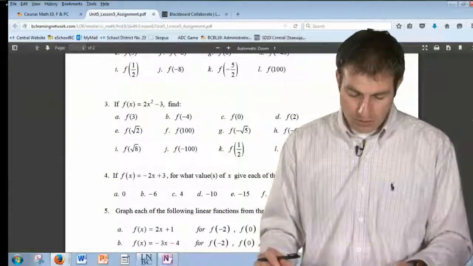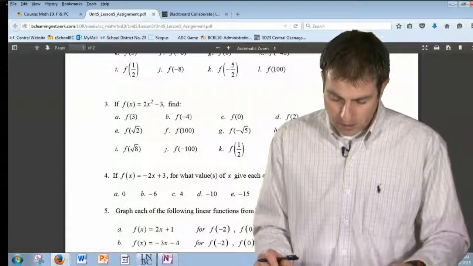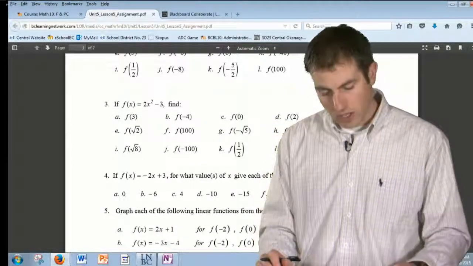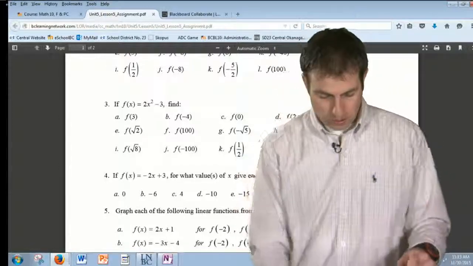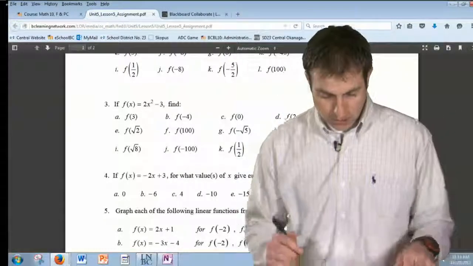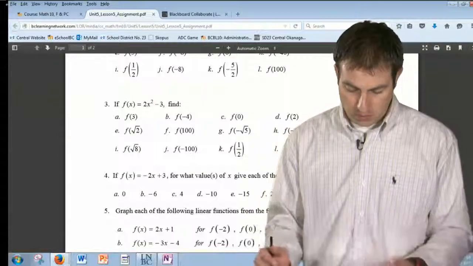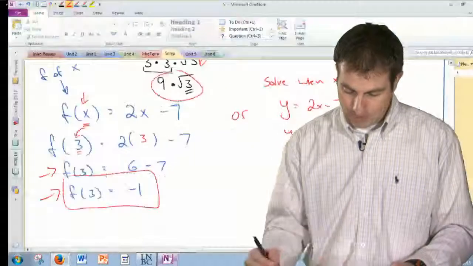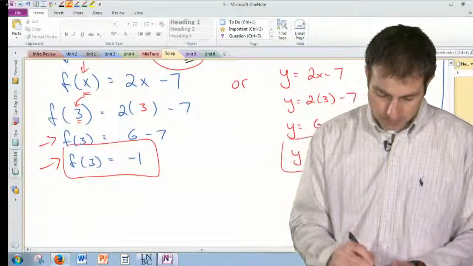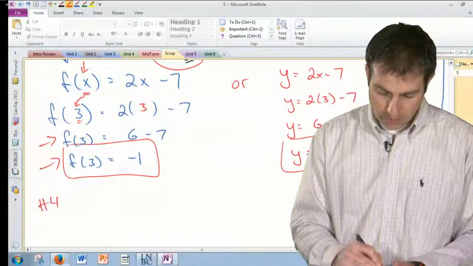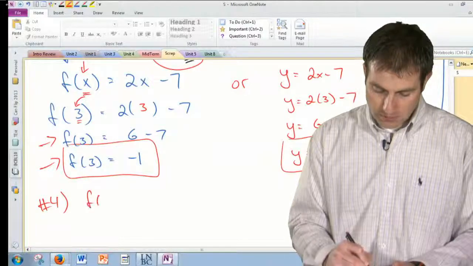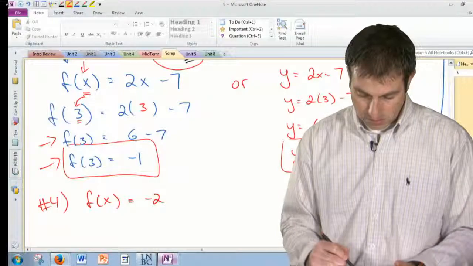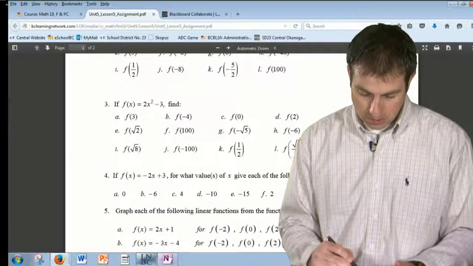f of x equals negative 2x plus 3. For what values of x give each of the following values for f of x? Okay, so maybe let's do one question from number 4 here, because this is kind of the backwards sort of way. So f of x equals negative 2x plus 3. Let's start with that. So this is number 4. f of x, I'm going to write down the same thing I just wrote. Make sure I get it right. Negative 2x plus 3.